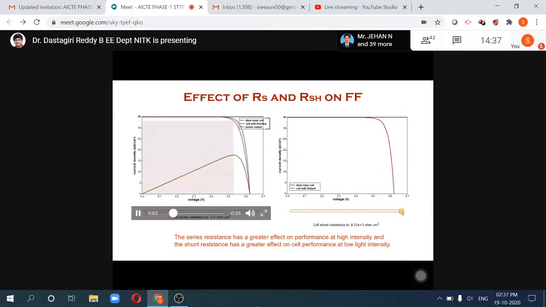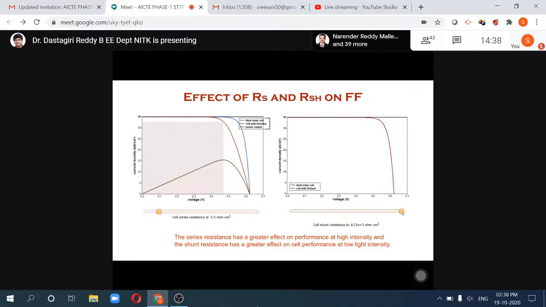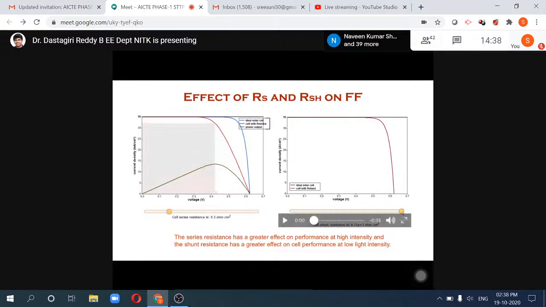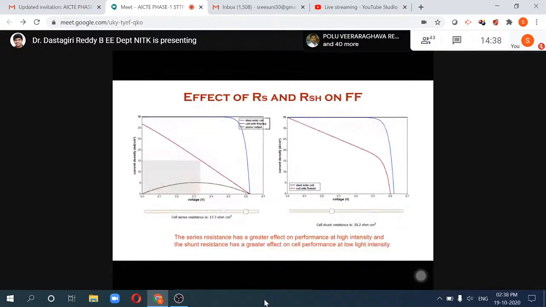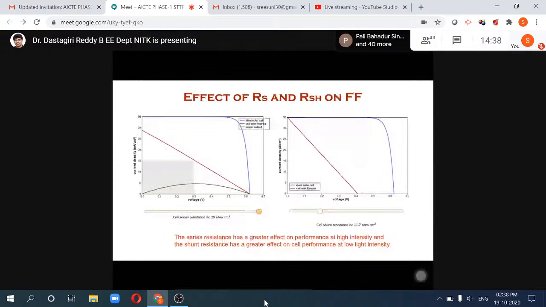When I change the series resistance, this is how your curve varies. Similarly, when you change the shunt resistance, this is how your curve varies. The series resistance has a huge impact when the irradiance is quite high. The shunt resistance has a greater effect when the irradiance is very low. That's how the shape of the IV curve changes with the series resistance and shunt resistance changing.